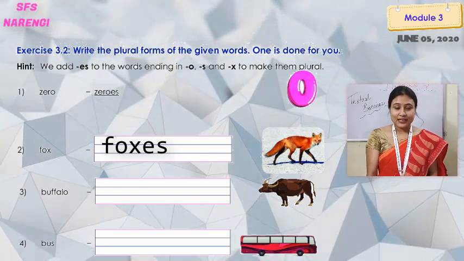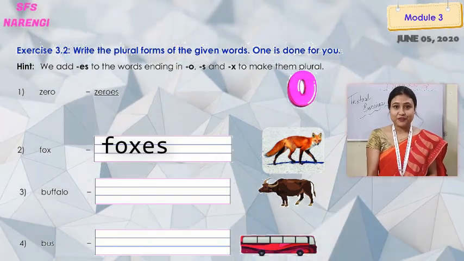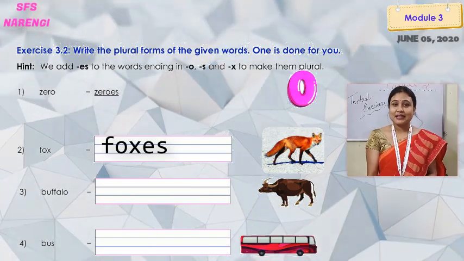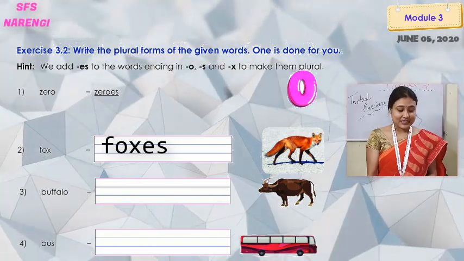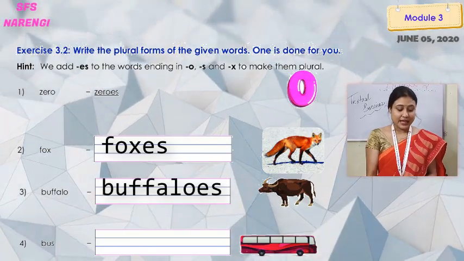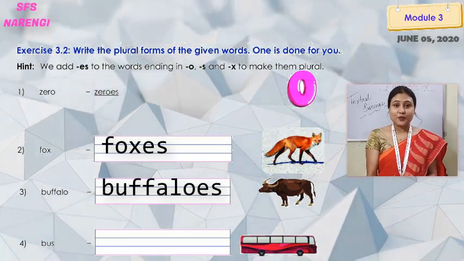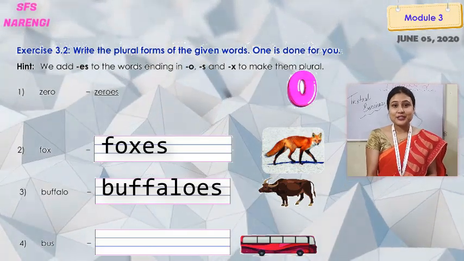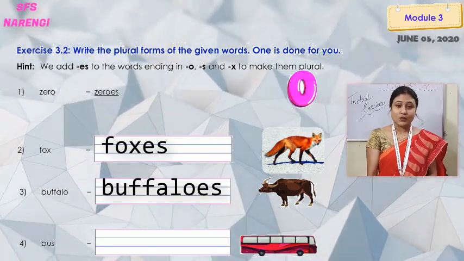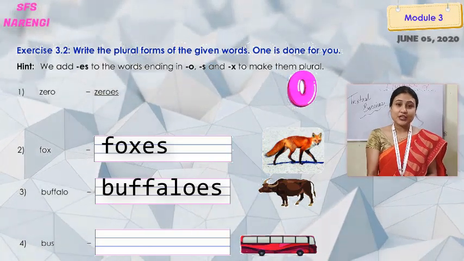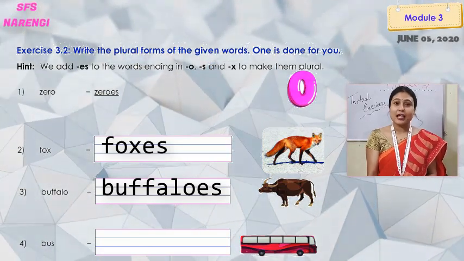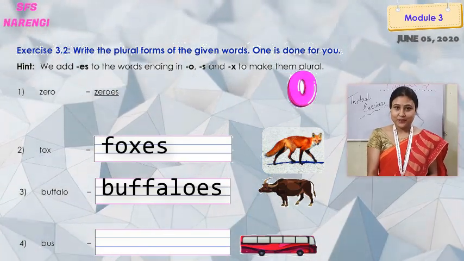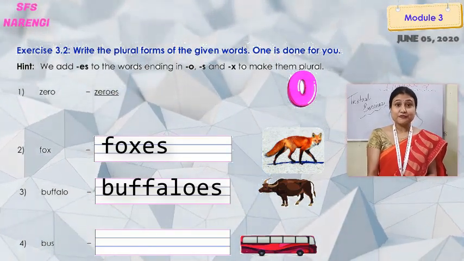Buffalo. What is the last letter of the word? O. What do we have to add here again? E-S. Buffalo plus ES is equal to buffaloes. What will be the spelling now? B-U-F-F-A-L-O-E-S. Buffaloes. Got it? Come to the fourth word.